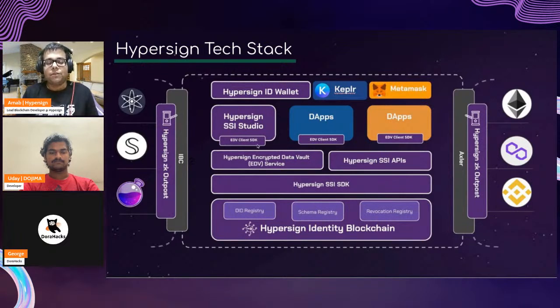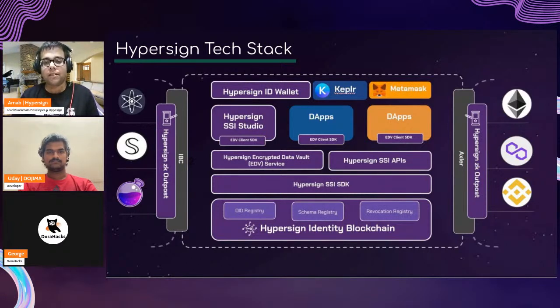Now, this is what we visualize: every dApp from every ecosystem, and it doesn't matter if it's Ethereum or Cosmos, should be able to use our blockchain regardless. That's why we have provided support for Keplr and MetaMask. Along with Keplr and MetaMask, we have also built the Hypersign Identity Wallet. The Hypersign Identity Wallet extends the capabilities of a normal blockchain wallet and provides you SSI features packaged right in the application.